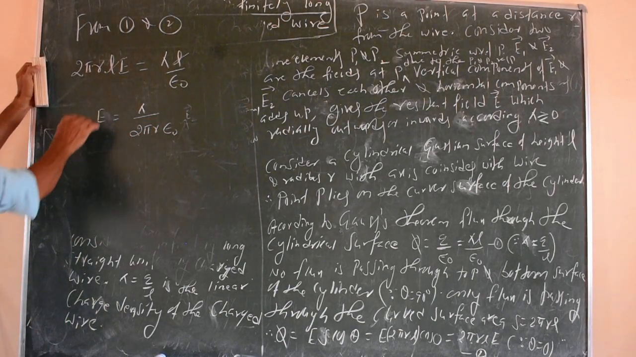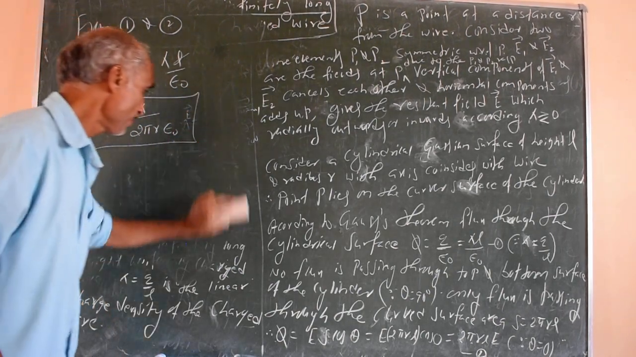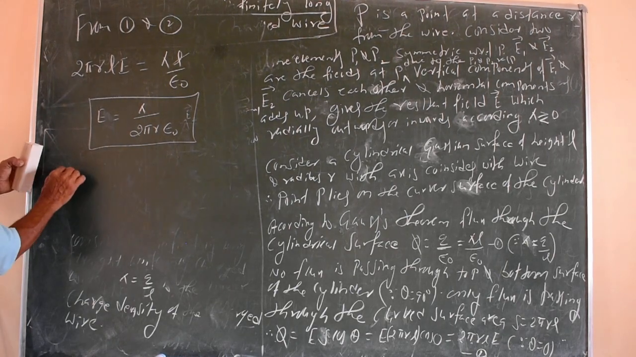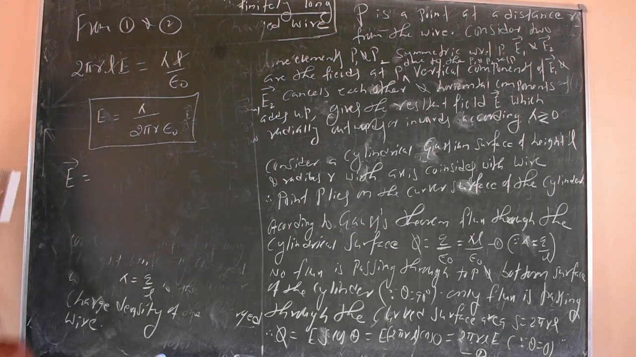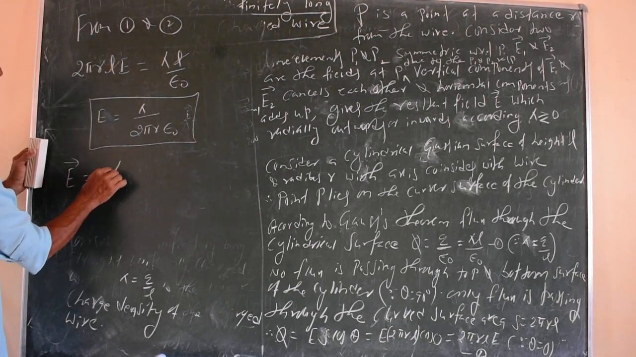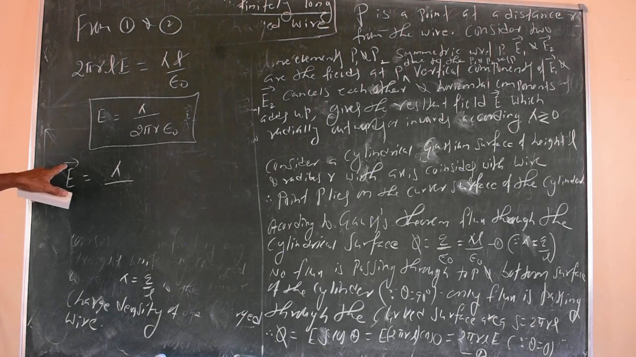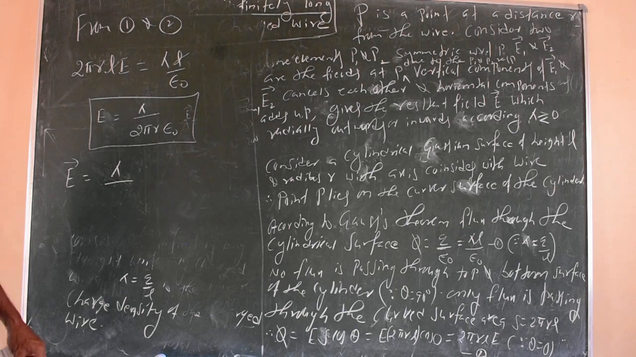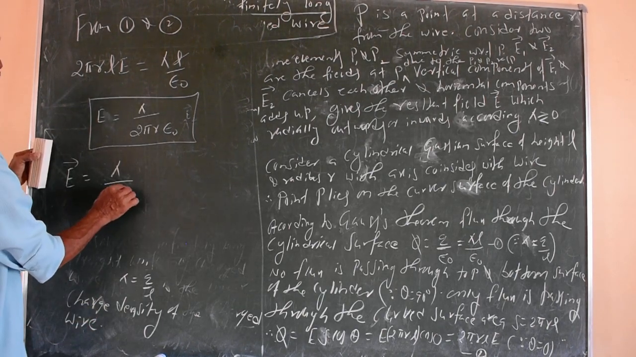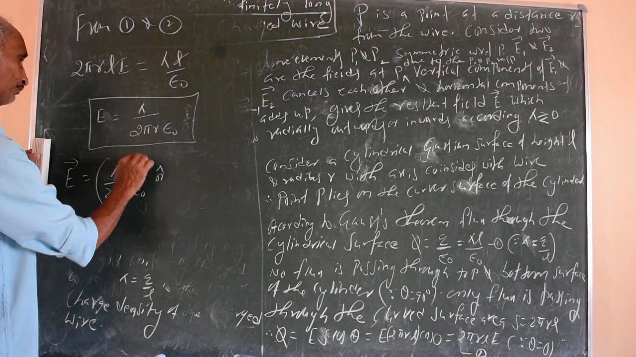So that is the expression for the field magnitude. Field is a vector quantity, no? When the vector is taken, you have to put the direction. The direction of any vector is along the unit vector. Therefore, E vector is equal to lambda upon 2 pi r epsilon naught into n cap.